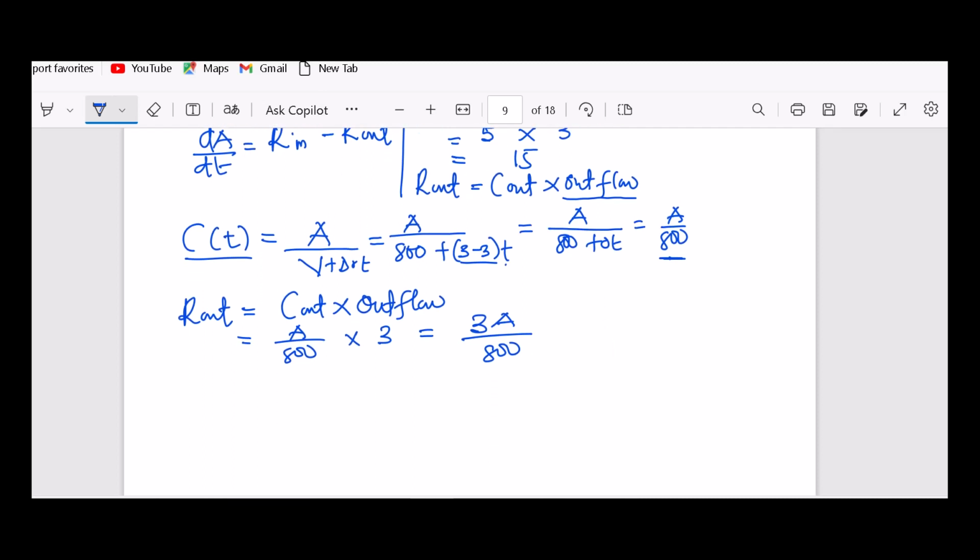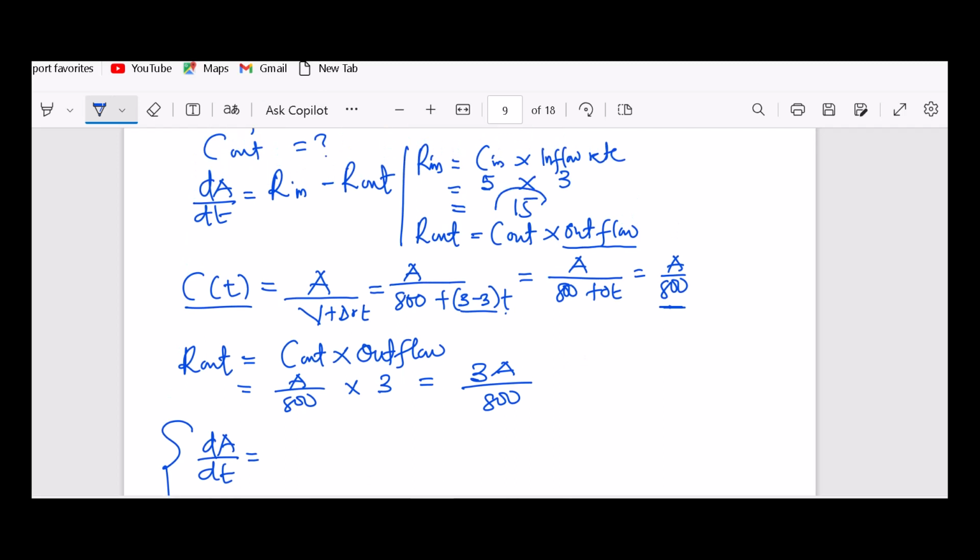So now we can write our differential equation model. We can write this, dA/dt equals the rate in. The rate in is 15, which we calculated here.